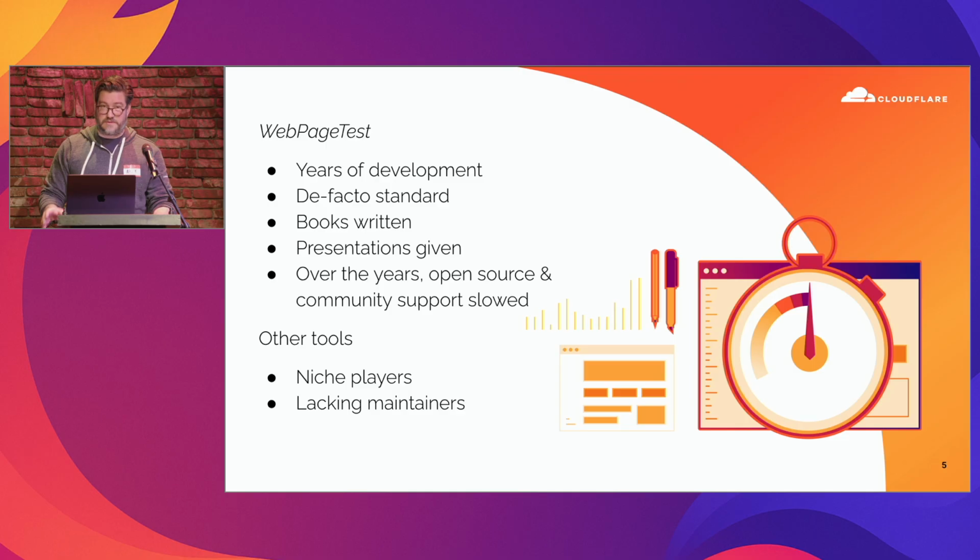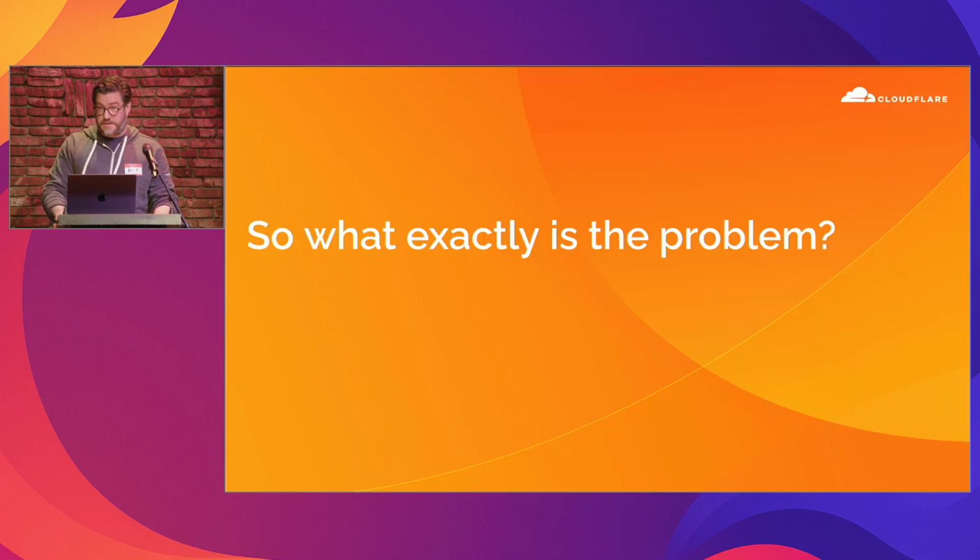Years of development, it is a de facto standard. Books, blogs, how-tos were written about it. But in 2019, it was acquired. By 2023, open source contributions had pretty much slowed to a crawl. And just last week, webpagetest.org got a new UI that is closed source, and I don't believe that there's been any community or public feedback pre-push. So that is kind of the problem.